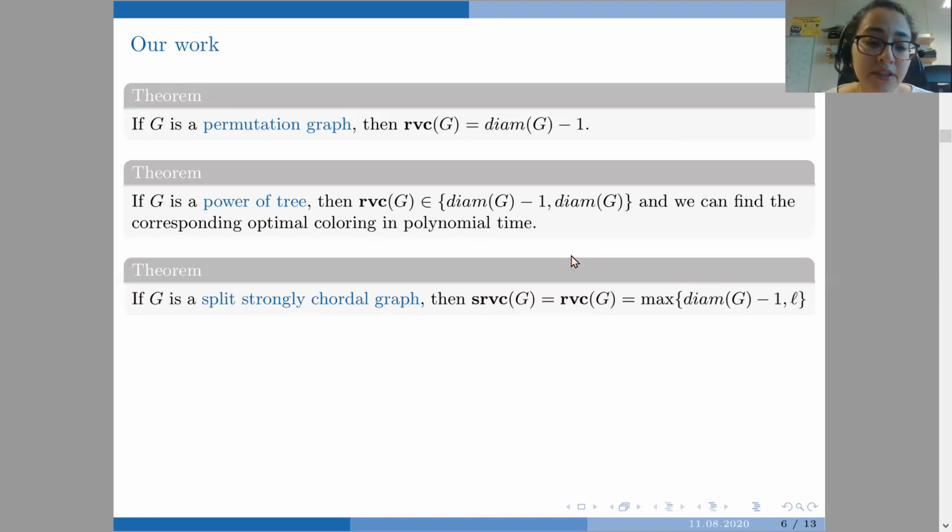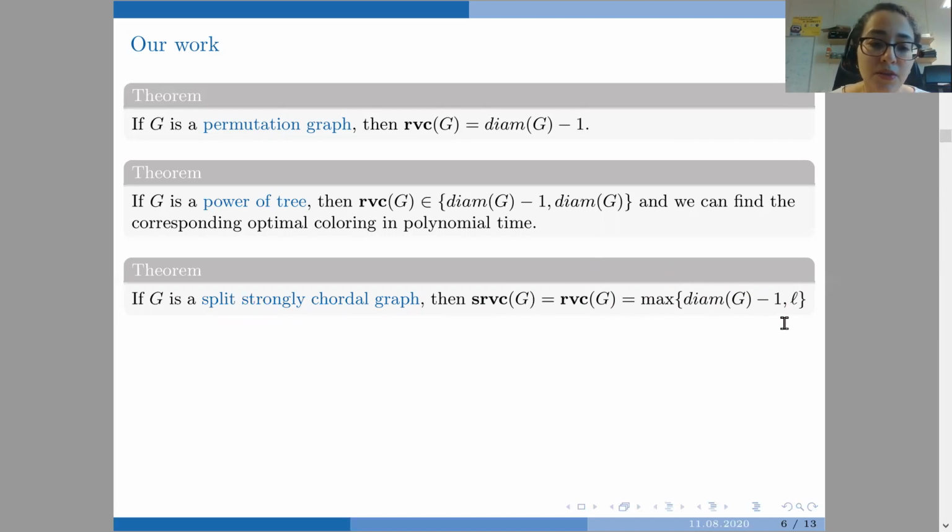Finally, we will consider also the class of split strongly chordal graphs. So we saw previously also that the problem is NP complete restricted to split graphs, but in this particular case we can solve it. And the number of colors will always be either diameter of G minus 1 or the number of cut vertices of the graph.